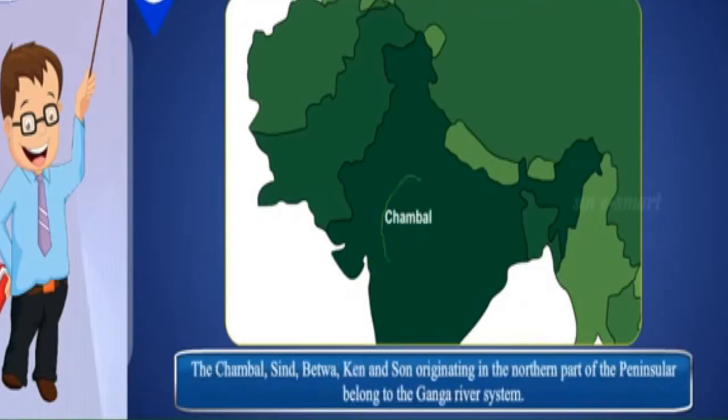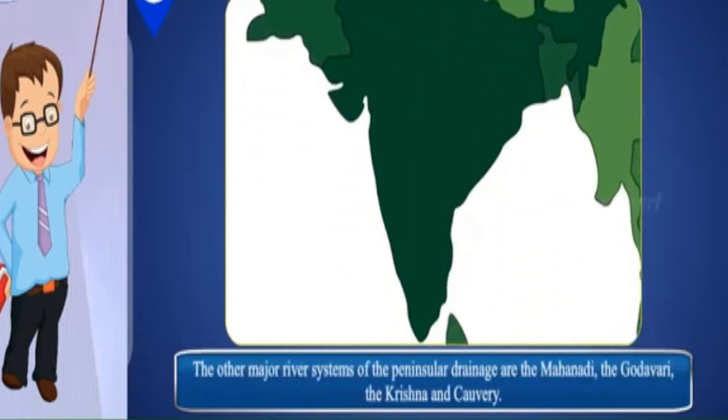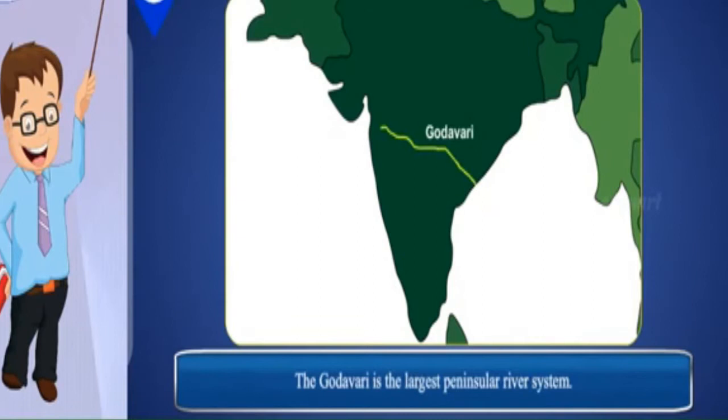The Chambal, Sindh, Betwa, Ken, and Son originated in the northern part of the peninsula and belong to the Ganga river system. The other major river systems of the peninsular drainage are the Mahanadi, the Godavari, the Krishna, and Kaveri. The Godavari is the largest peninsular river system.